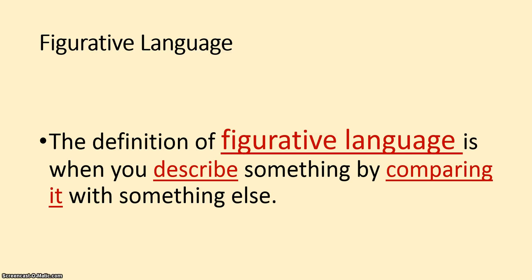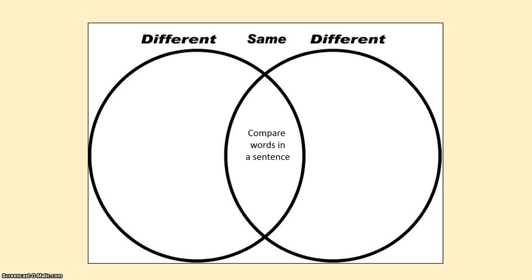After reading the objectives, you probably are wondering, what is figurative language? So read the definition along with me. The definition of figurative language is when you describe something by comparing it with something else. The types of figurative language that we are learning about today are, first, similes. Then we will learn about metaphors.